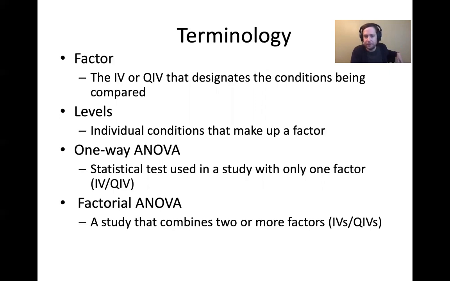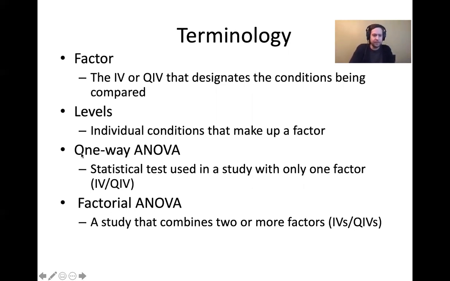The levels are the individual conditions that compose a given factor. So in the example I just gave you, no phone is a level. Handheld phone is a level. Hands-free phone is a level. And I'm basically using the term level interchangeably with the word condition.